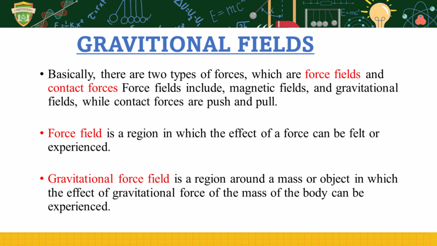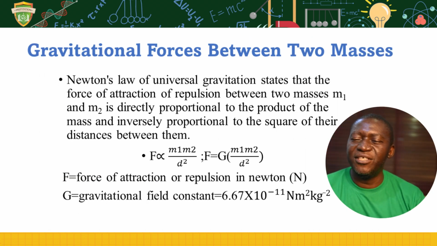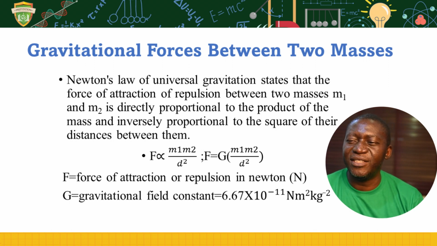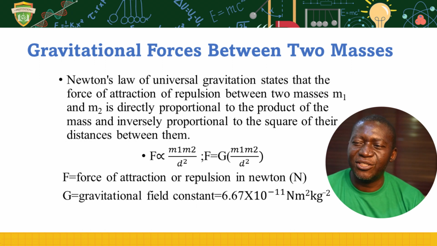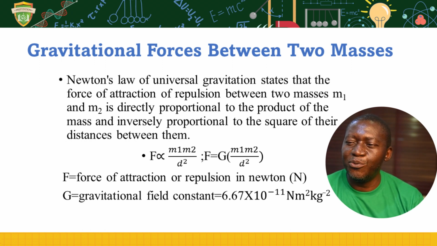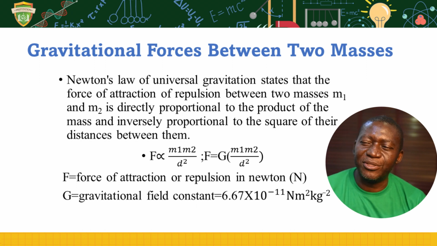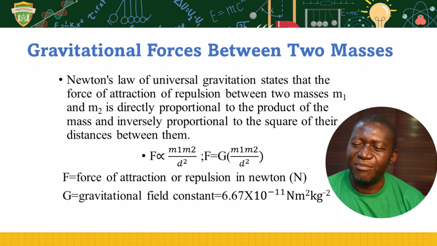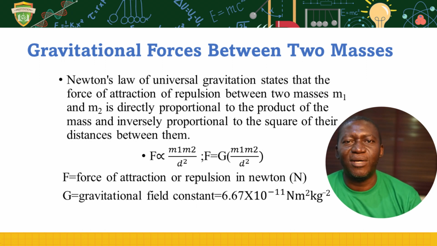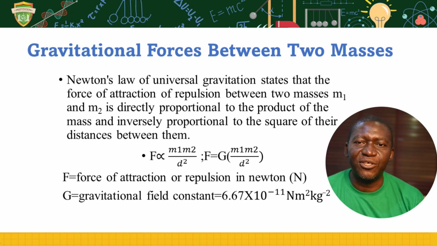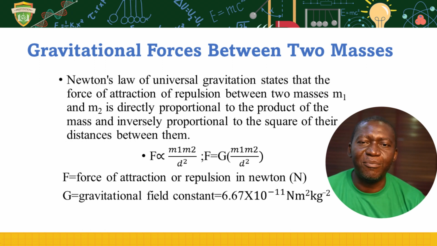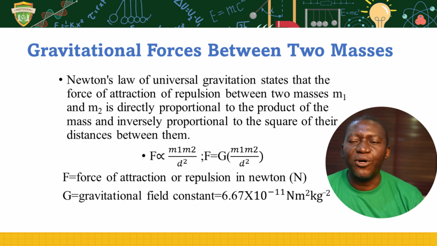Now, let us look at what Newton's law of gravitation states. Gravitational force operates between two masses, m1 and m2. Newton's law of universal gravitation states that the force of attraction or repulsion between two masses m1 and m2 is directly proportional to the product of the masses and inversely proportional to the square of the distance between them.